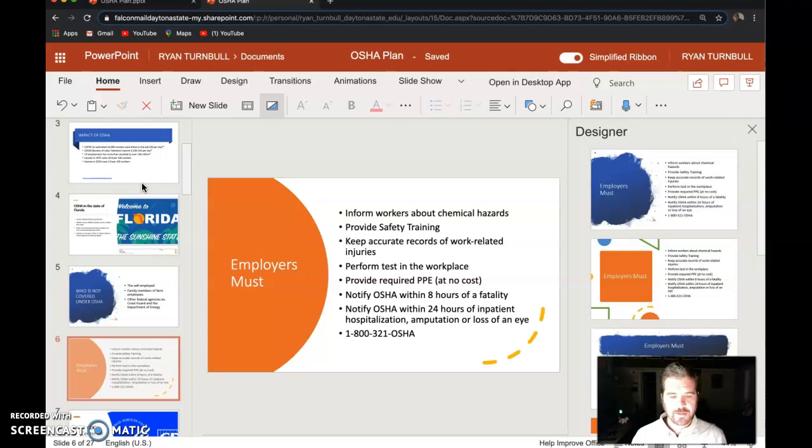Also, some things that may not be known as well: you must notify OSHA within 8 hours of a fatality. Notify OSHA within 24 hours of inpatient hospitalization, amputation, or loss of an eye. I've also provided the number where you would need to call if these emergencies occur, and any questions could be answered there as well.